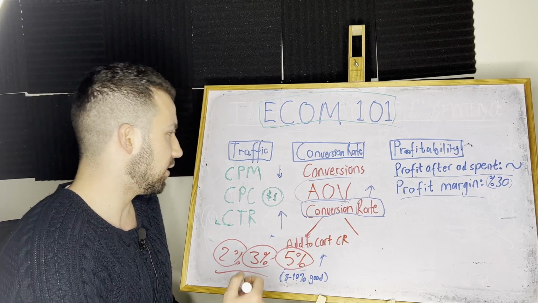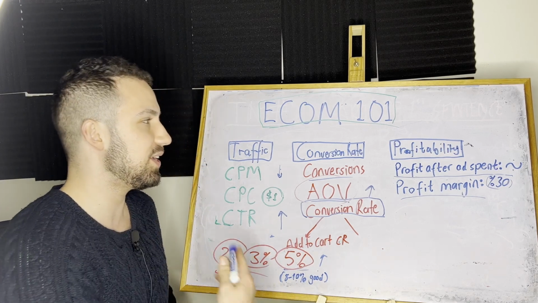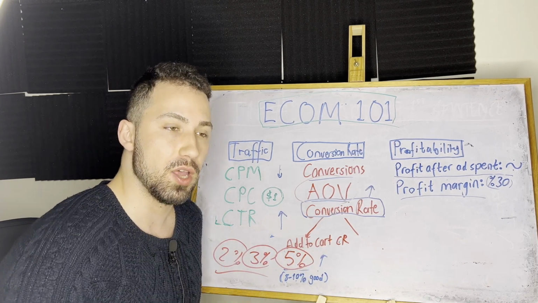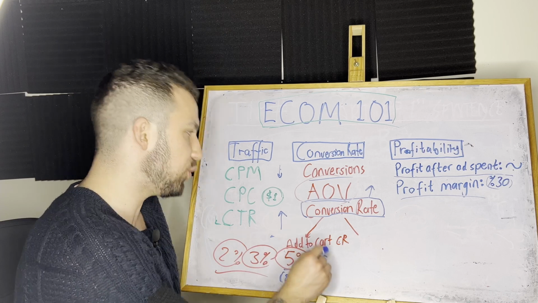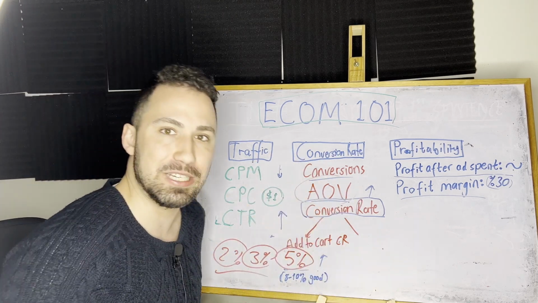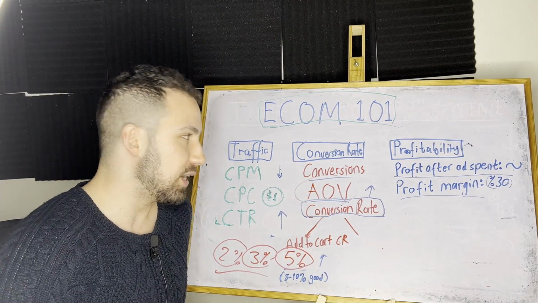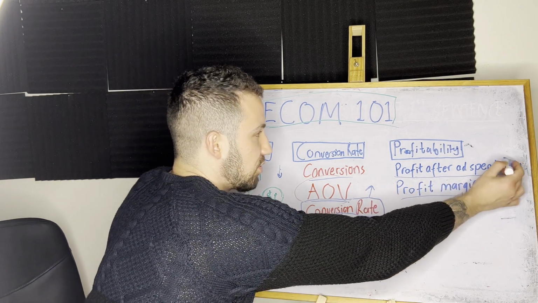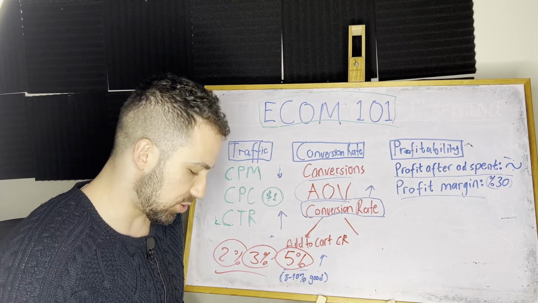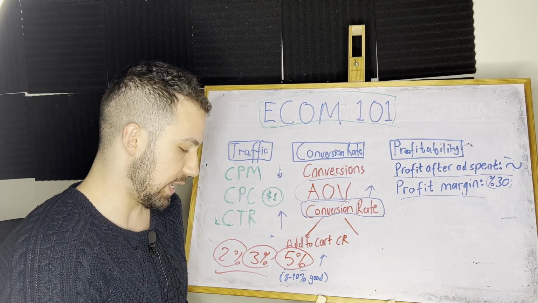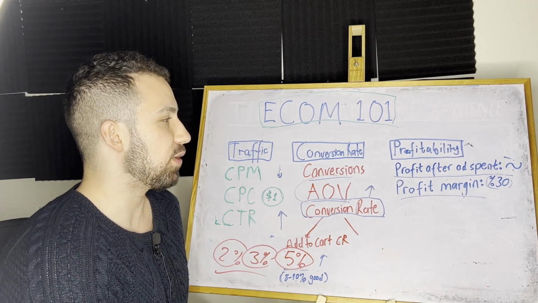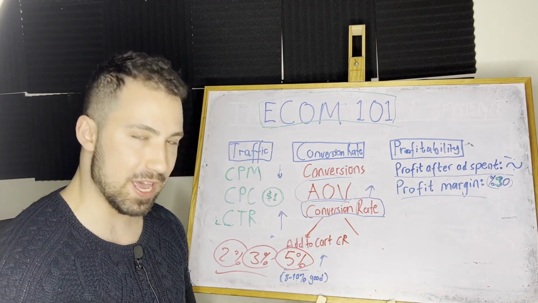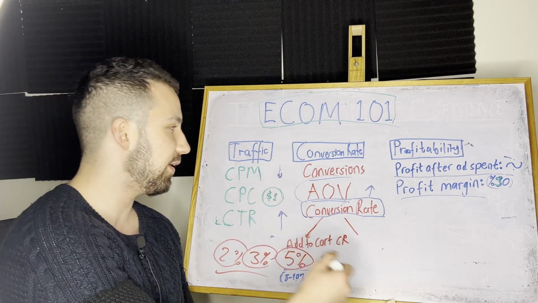You have to do these regardless of your profit margin. But the lower your profit margin is, the more in tune you have to be with all these metrics. Otherwise, you cannot be profitable. So if your profit after ad spend is negative, there's no point in running ads. But let's say your profit margin is around 90%, 100%, you're selling a digital product, you have more wiggle room. You have more wiggle room to test.